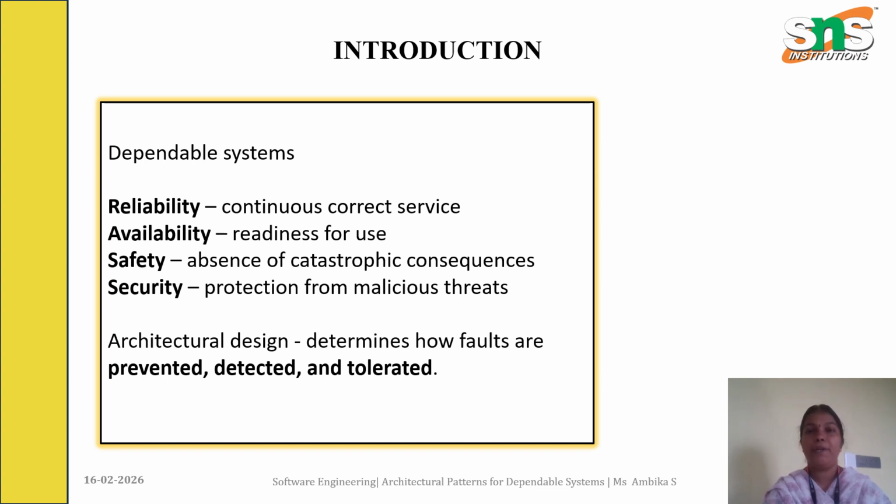Reliability is nothing but continuing the service without any errors. Availability is nothing but the system is ready for use and accessible to the users. Safety is where we mainly focus on the absence of catastrophic consequences. Security is nothing but protecting the system from malicious threats. Here the architecture design mainly focuses on preventing, detecting and tolerating the faults.